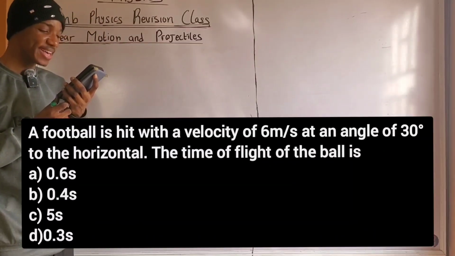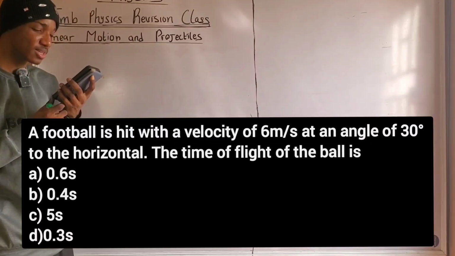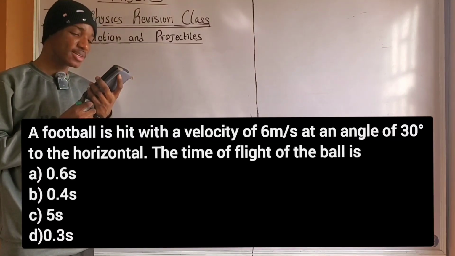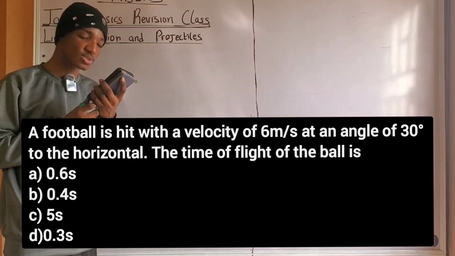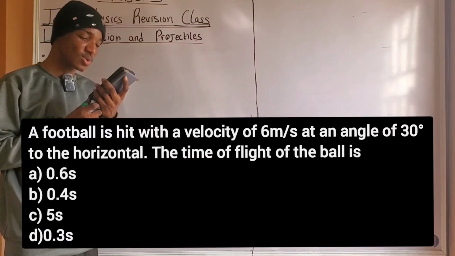A football is hit with a velocity of 6 meters per second at an angle of 30 degrees to the horizontal. The time of flight of the ball is: A, 0.6 seconds; B, 0.4 seconds; C, 5 seconds; D, 0.3 seconds.